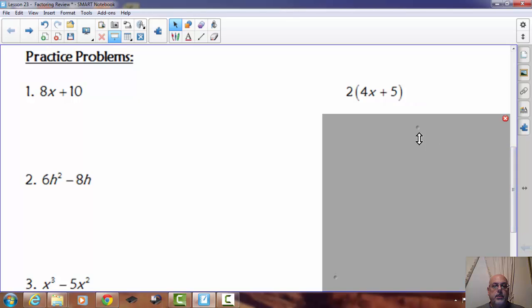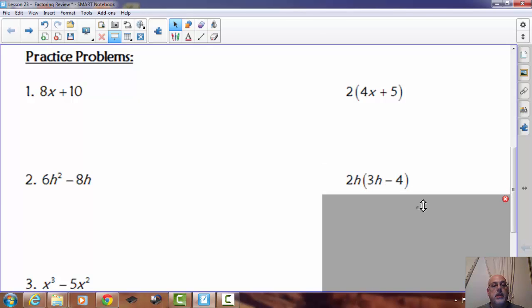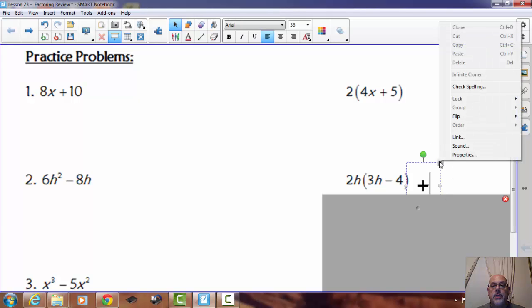On example 2, if you look at this, 6 and 8 are both even numbers. So 2 definitely will go into both of them. And each of those terms has an h in it, so you can factor out a 2h out of that. And it leaves you with 3x plus 4 inside the parentheses.